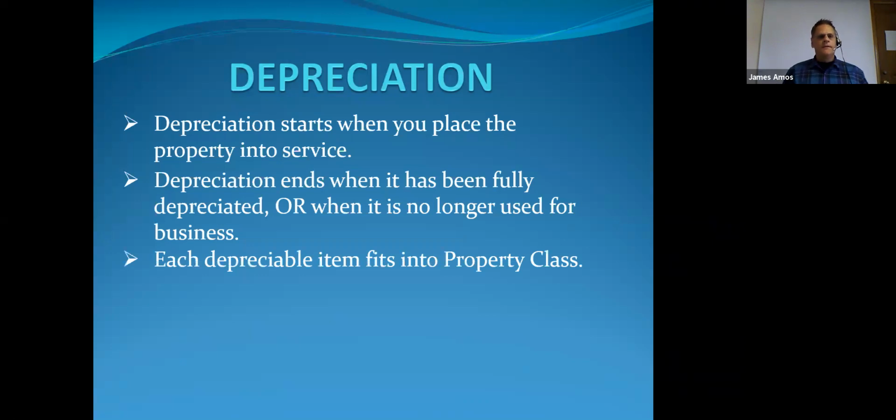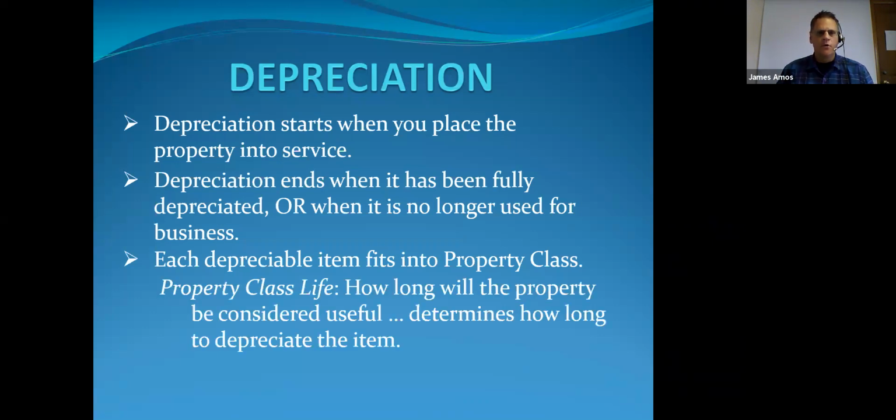Now, this is where we start getting into a few details. Each depreciable item fits into a property class. A property class is not a real thing. It's a concept created by tax law to help you determine what types of items go into which class. And that's important because that will tell you how many years you get to depreciate this over. So a property class life is what we're talking about. How long will the property be considered useful?